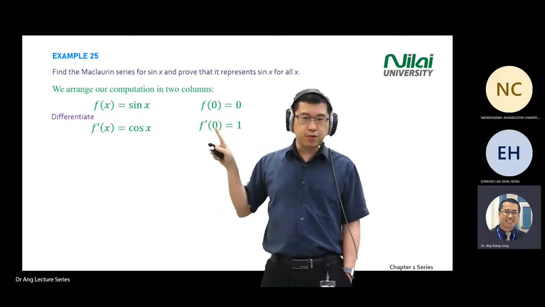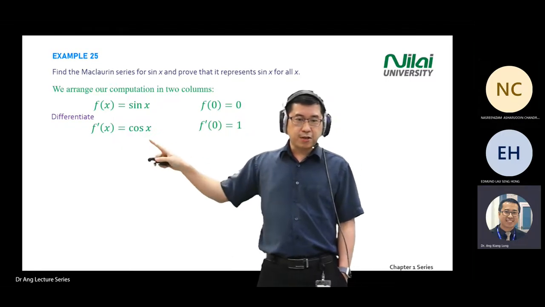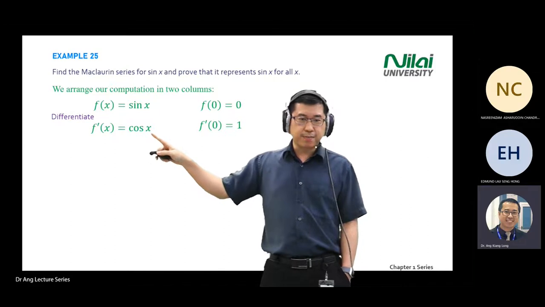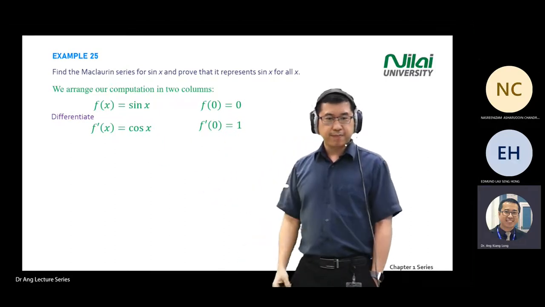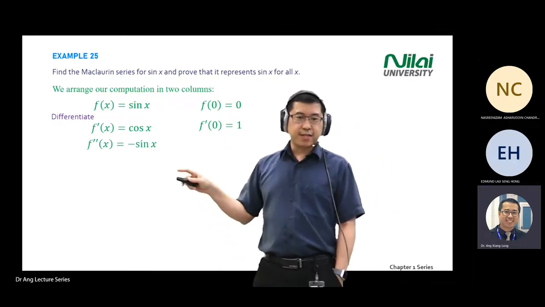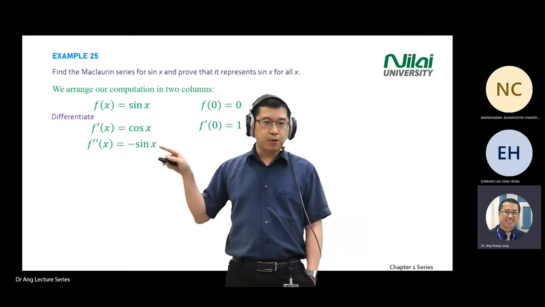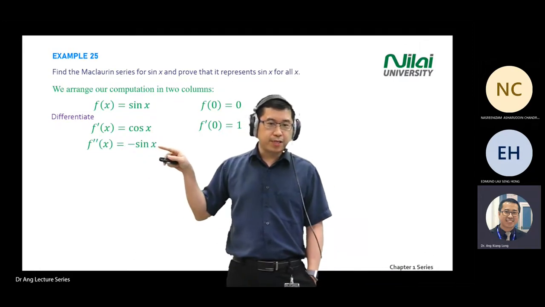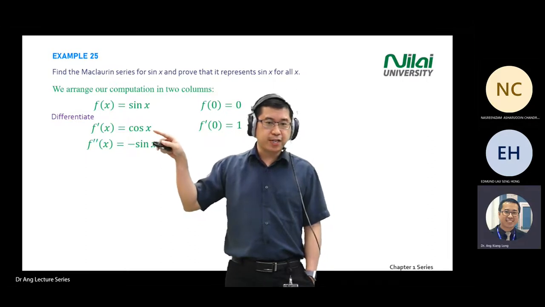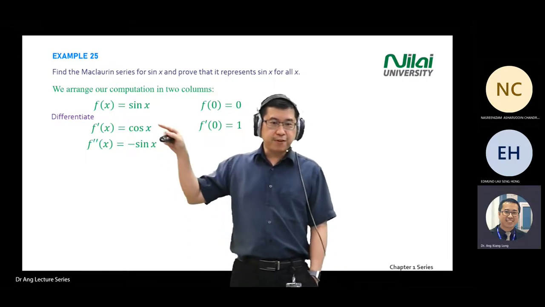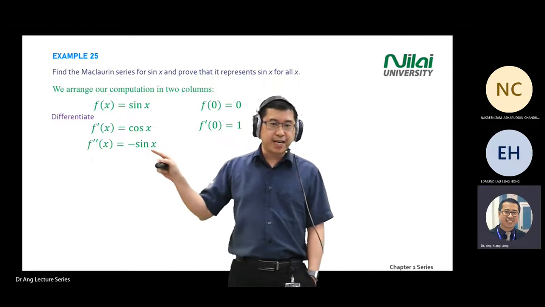You substitute zero in the f comma. Zero means cos x, you substitute zero here, you get one. Then you repeat the steps. You differentiate one more time. So that's why you see f double comma there. Double comma means you differentiate cos x. So you differentiate cos x, you get negative sine x.